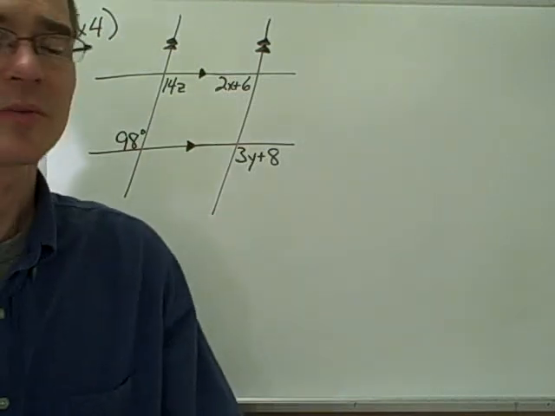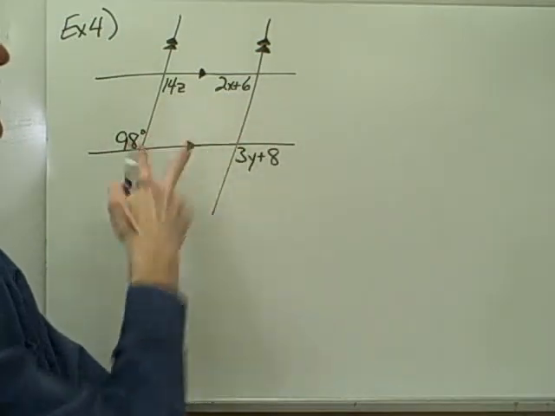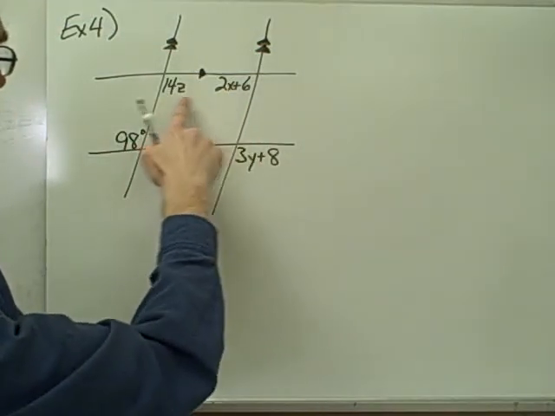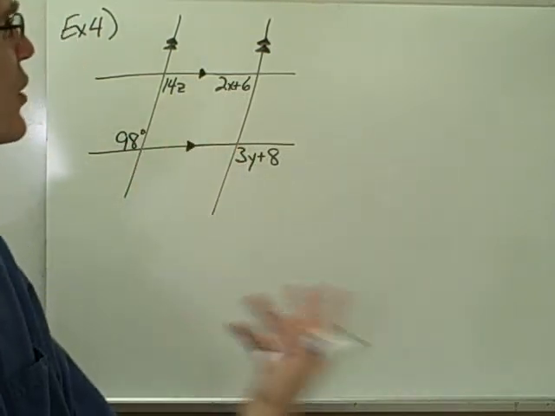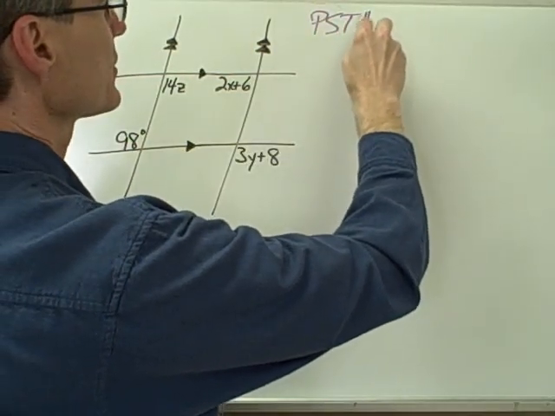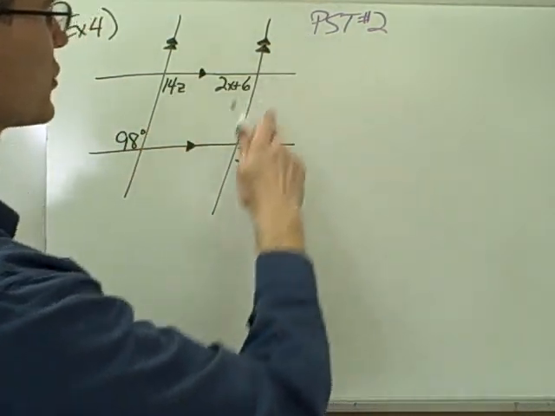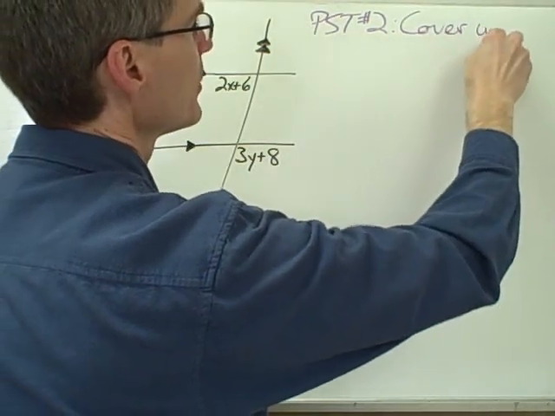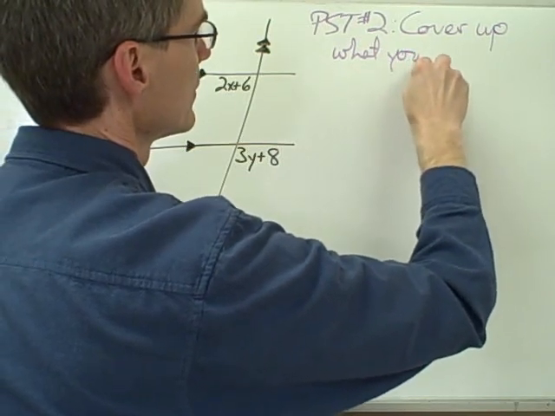Okay. Now for example number 4, I have a slightly more complicated picture. I have not one, but two sets of parallel lines. And I have not just one, not just two, but I've got three different values, x, y, and z, that I'm trying to solve for. So for this one, we're going to be using the second of our problem-solving tips. And it's similar to the one step at a time one. Problem-solving tip number two is cover up what you don't need.